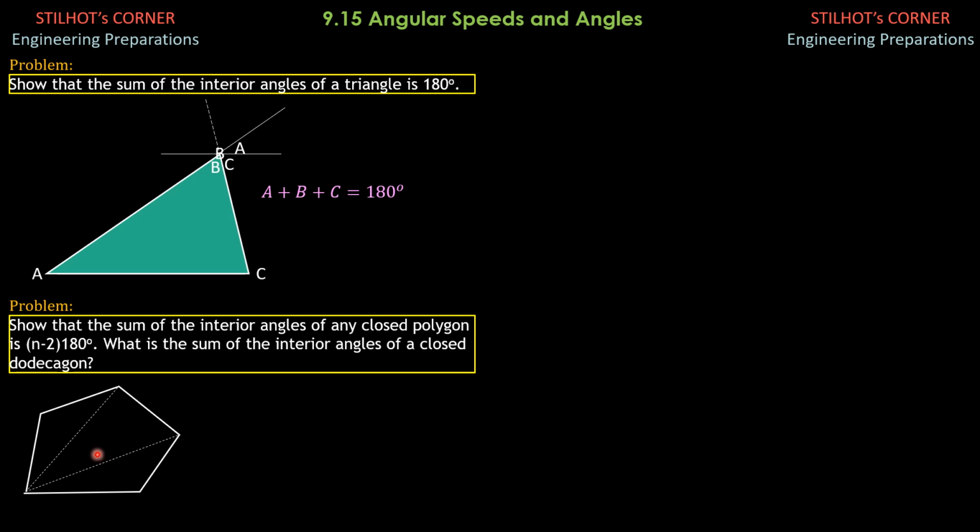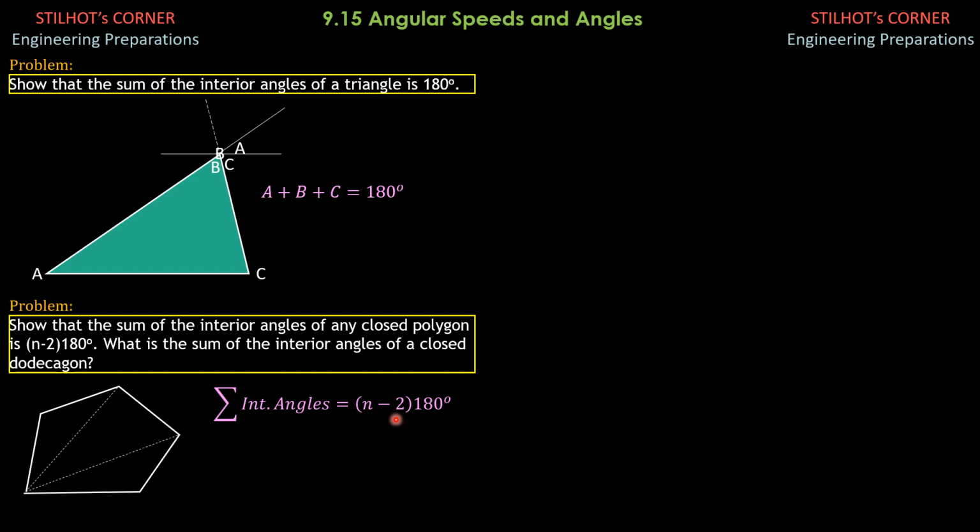non-overlapping triangles. And since the sum of the interior angles of a triangle is 180 degrees, therefore the sum of interior angles of a closed polygon is the number of non-overlapping triangles, n minus 2, times the sum of the interior angles of each triangle, 180 degrees. So that's why that's the formula for the sum of the interior angles of a polygon.